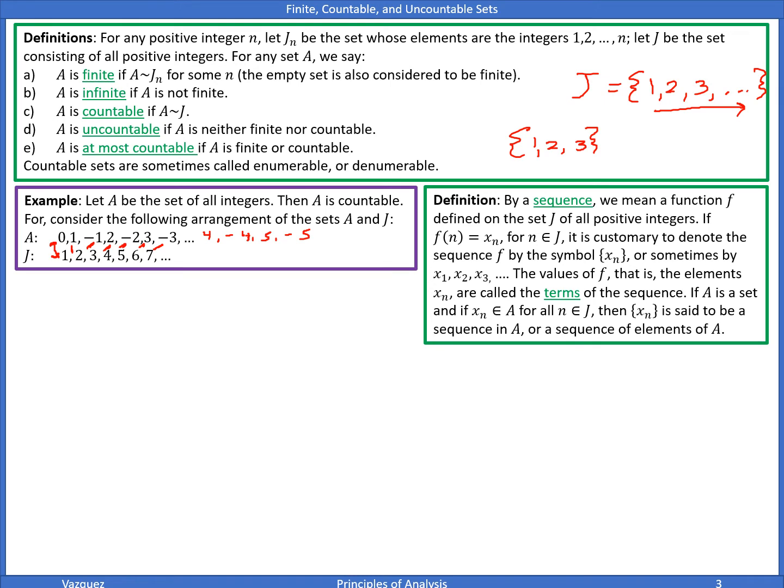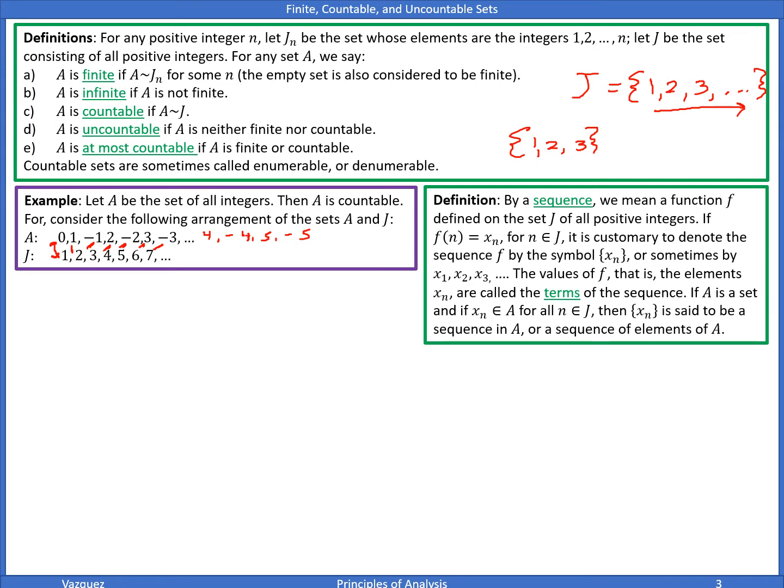Okay, sequence. Maybe you've seen this in a previous analysis course, an introductory one, or even in calculus. A sequence is a function f defined on the set J of all positive integers. If f of n is equal to x of n for n a positive integer, it is customary to denote the sequence f by the symbol x of n with little brackets, or sometimes by x of 1, x of 2, x of 3, and so on. The values of f, that is the elements that x of n outputs, are called the terms of the sequence.